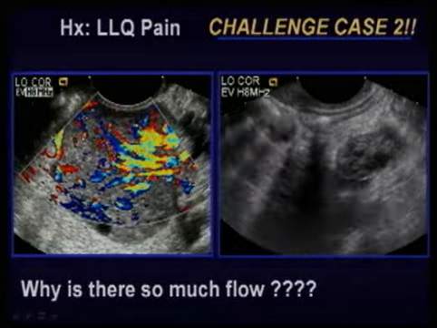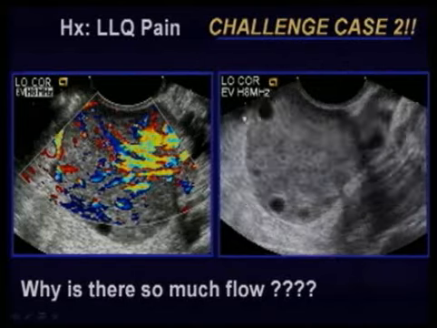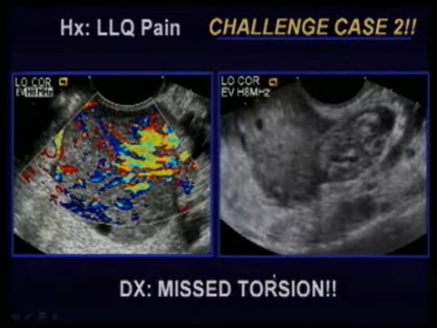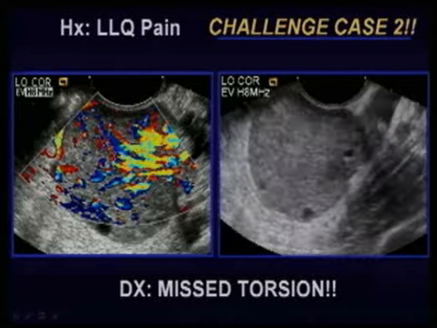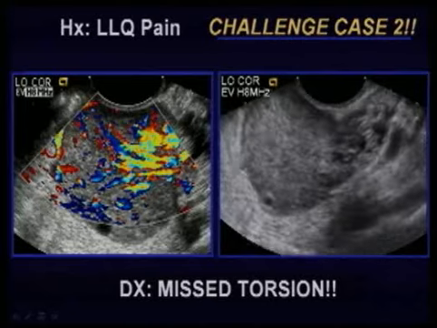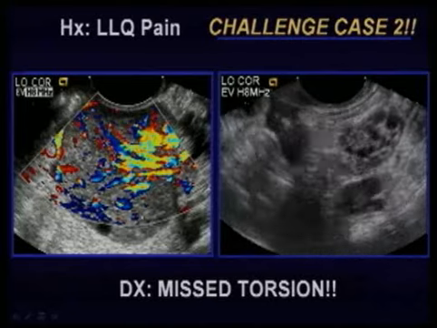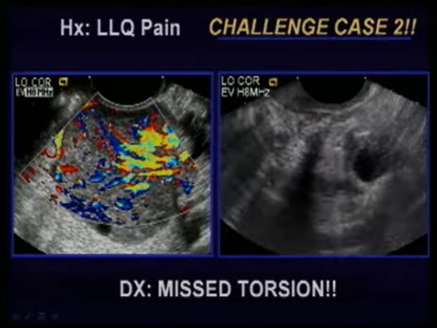Well, as we mentioned, ovaries can torse and then they can detorse. And in the process of detorsing, also known as mistorsion, you can suddenly have a period of hyperemia that's transient. And if you can see it like this, you can suggest this ovary has just detorsed.